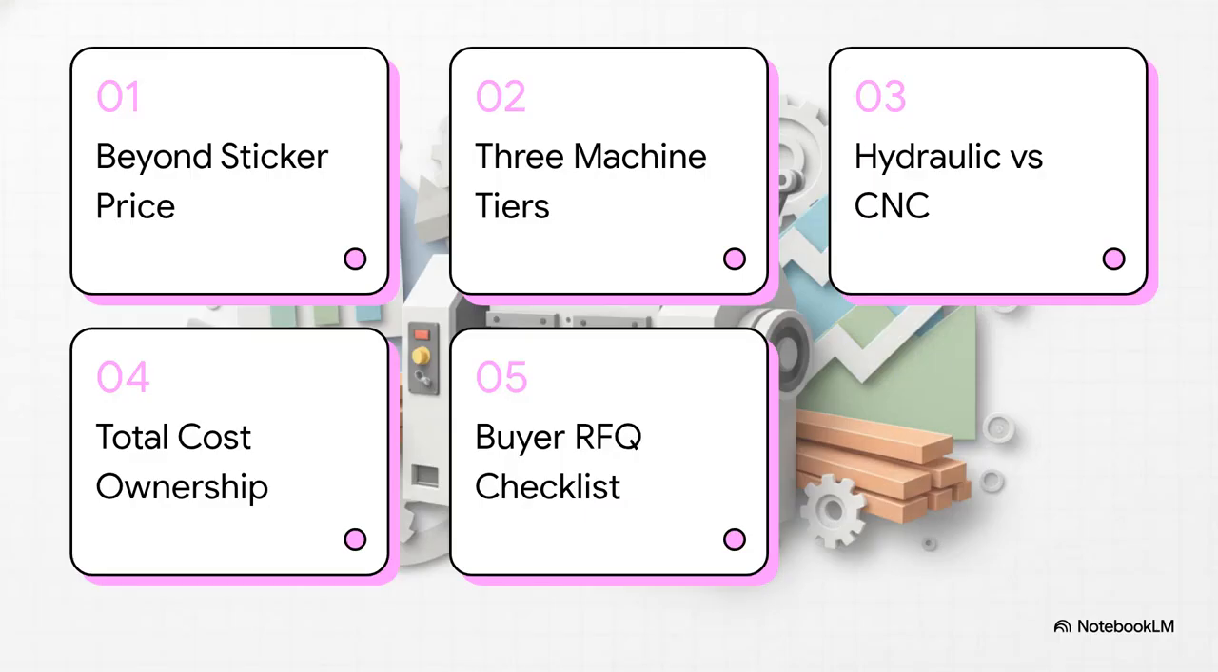Okay, let's dive into this. We're going to follow a really logical path today. First, looking beyond that sticker price. Second, breaking down the three bending machine tiers. Third, a head-to-head of hydraulic versus CNC systems. Fourth, calculating your total cost of ownership. And finally, leaving you with a concrete buyer RFQ checklist.